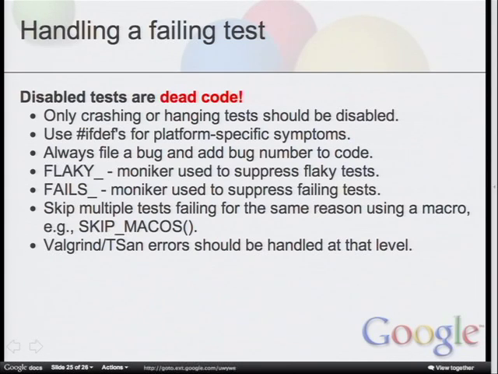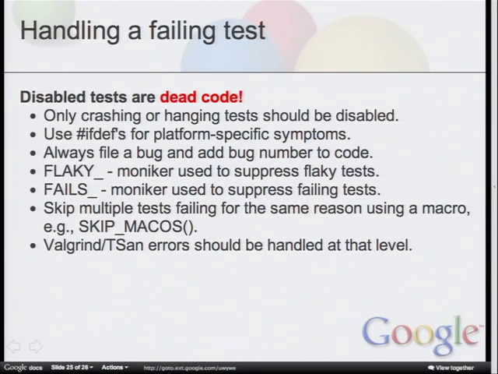There are two types of tests that need to be disabled, and those are crashing or hanging tests. We disable those because the rest of the testing infrastructure does not continue to run. So for example, with a unit test, if you crash on the very first test that you run, you're not going to run any of the rest of your tests, which is the worst. So for those, it's okay to disable.